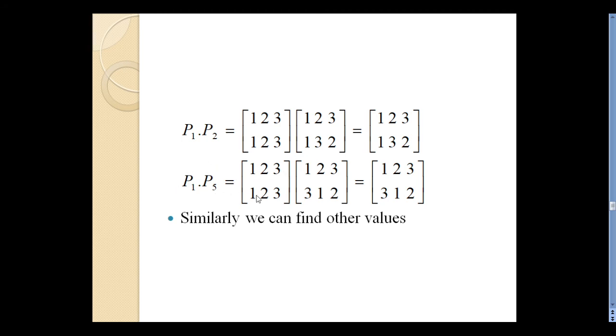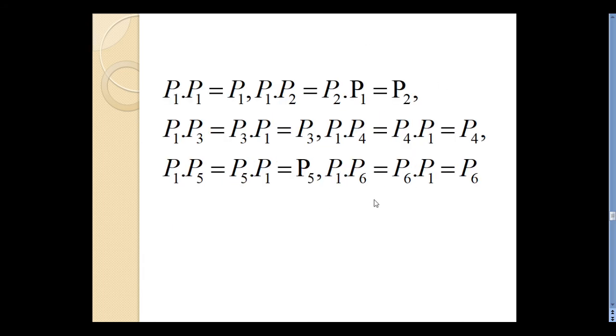So 1, 2, 3, 1, 2, 3. This is a permutation already we have formed. So 1 goes to 1. In the next matrix again 1 goes to 3. So I have written 1 goes to 3. 2 goes to 2. Again 2 goes to 1. 3 goes to 3 and 3 goes to 2. Similarly, we can find other values.